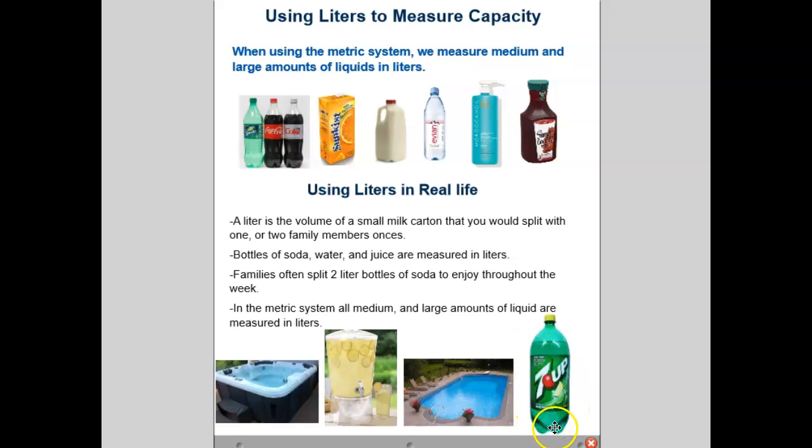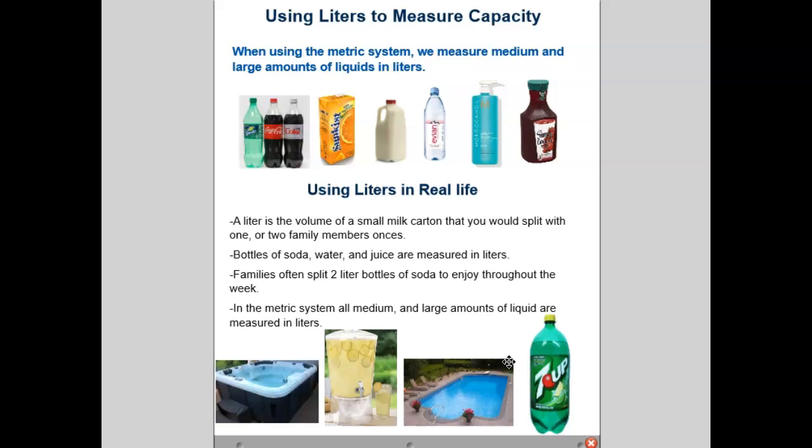You'd split it up for a pizza night or for a fun movie night or to enjoy throughout the whole week. In the metric system, all medium and large amounts of liquids are measured in liters. So if it's bigger than a 1-liter bottle, you would use liters to measure it. Like the amount of water in a hot tub, or the amount of juice in a dispenser, or the amount of water in a pool, or this 2-liter bottle. So pause the video and think of any liquid amounts that are greater than a liter. You would use liters to measure that.